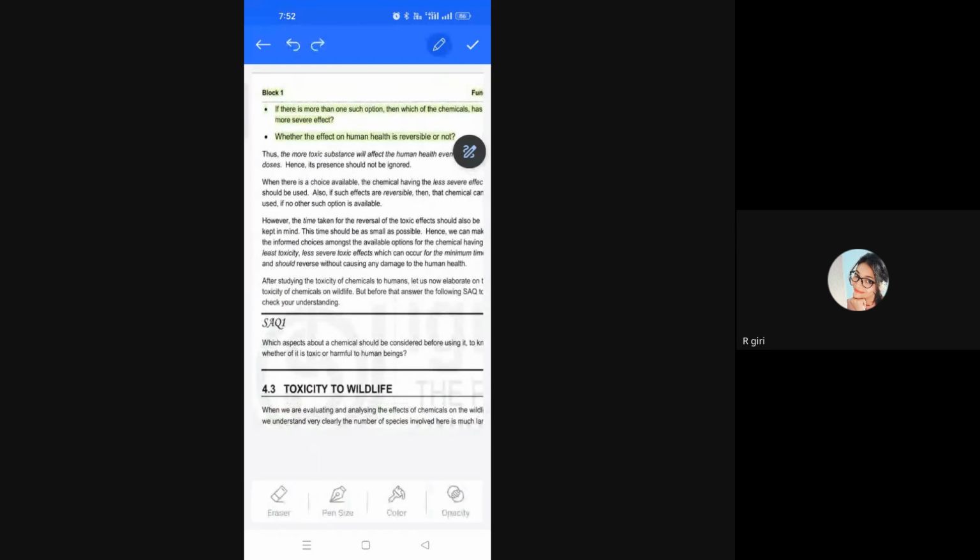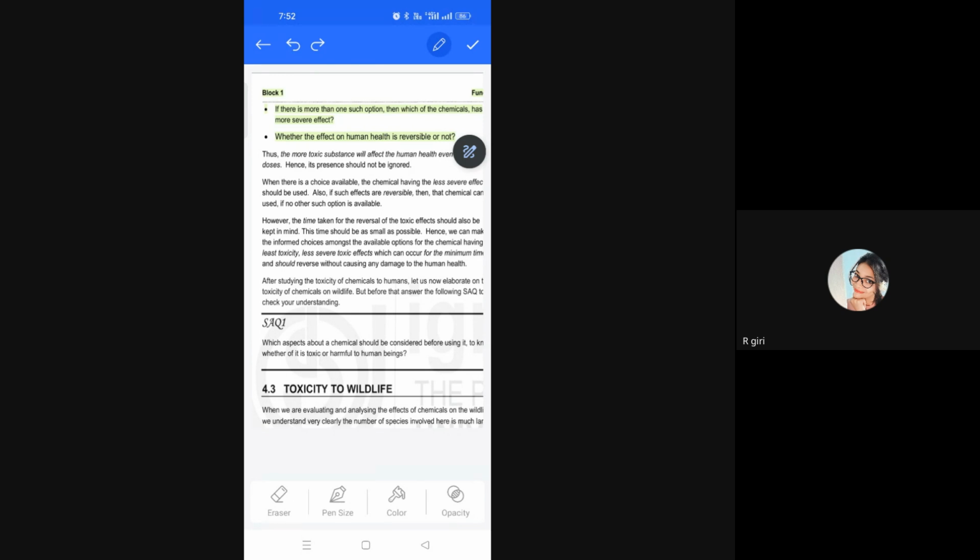If there is more than one such option, then which of the chemicals has a more severe effect? Suppose three chemicals A, B, C are given to you, and some scientist or chemist asks which one is better and which one is very dangerous. You should observe the side effects and the effect on human health. What type of effect do these chemicals have on human health? You should first observe whether the effect on human health is reversible or not.